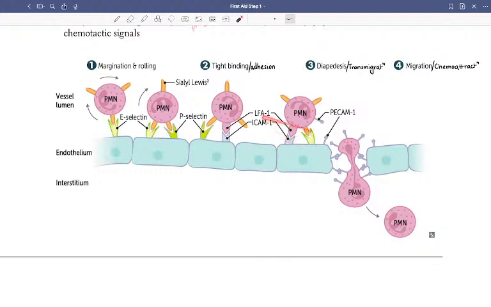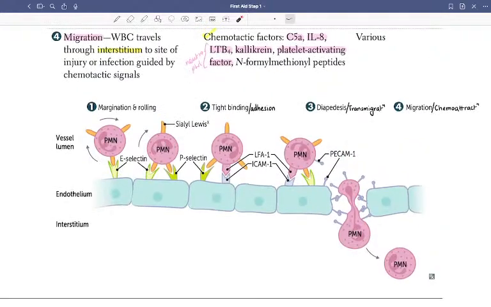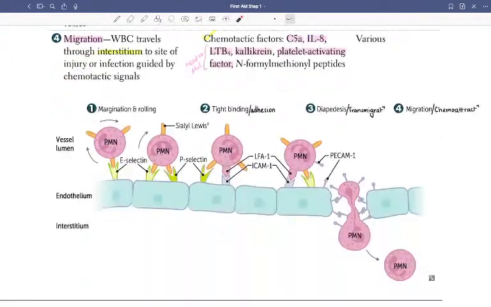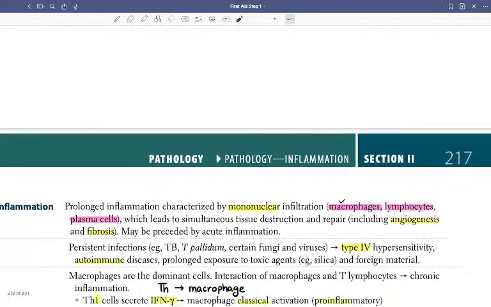LFA is on CD18. What is it here? We have to go back and see CD18. Okay, ICAM. Next is transmigration going down, and finally this, PCAM. CD18 issue. So again, the leukocyte will see sialyl Lewis, L-selectin, CD18, CD11, LFA, MAC1, VLA-4, PCAM, various. Okay, done. Let's go ahead.